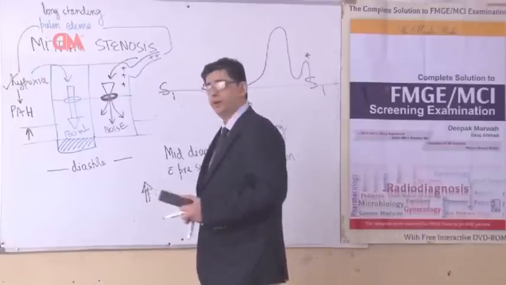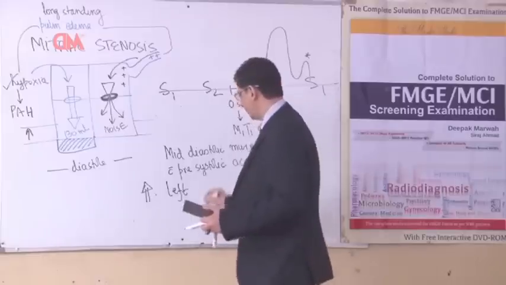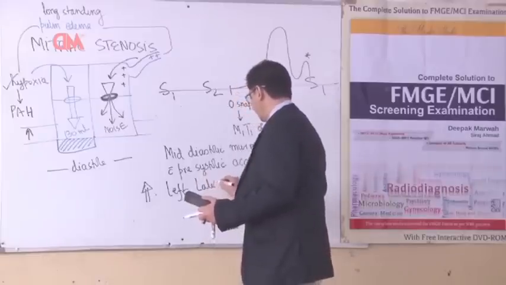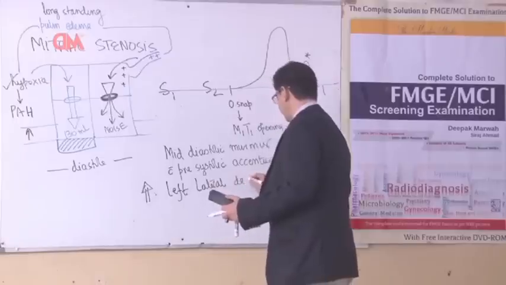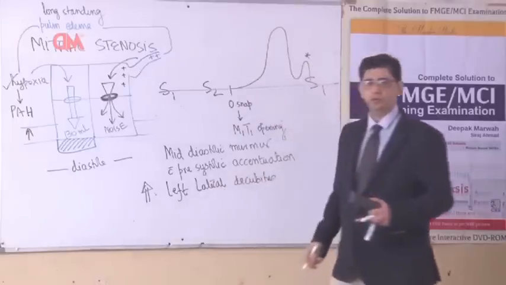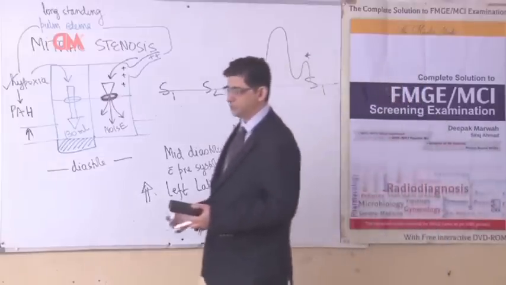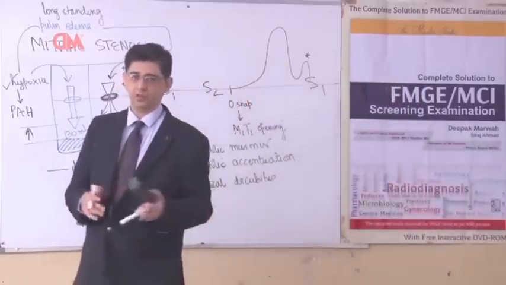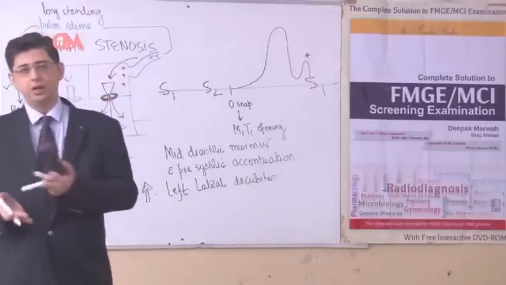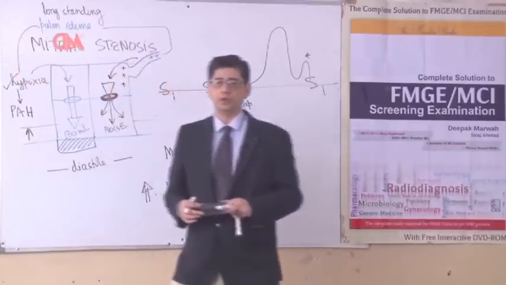This murmur will be accentuated if the patient is shifted to his left side. If you turn the patient to his left lateral decubitus position, it will result in an increase in the intensity of the murmur. That's why you read in the textbook that the murmur is better heard in left lateral decubitus position, especially because if you turn the patient to his left side, the heart will come closer to the chest wall and therefore you would be able to appreciate the murmur relatively better.